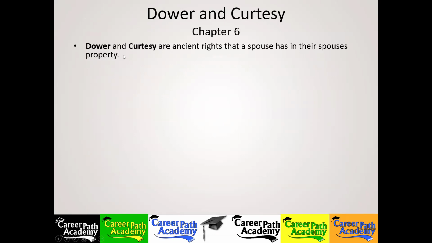So dower and curtesy are ancient rights that a spouse has in their spouse's property. That one spouse has in their spouse's property. Dower is the wife's interest in her husband's estate upon his death. And dower begins with a D-O, and a doe is a deer, a female deer. So that's the way I remember that. That's the female, the wife's right.